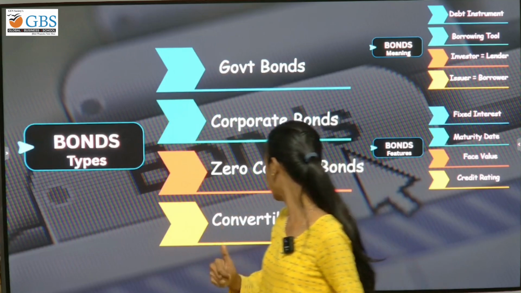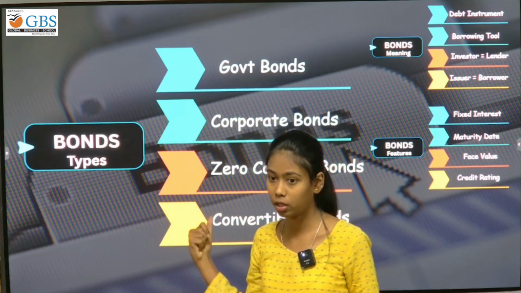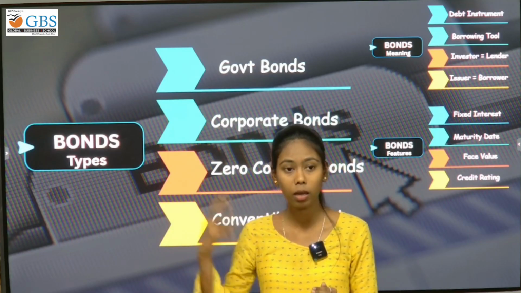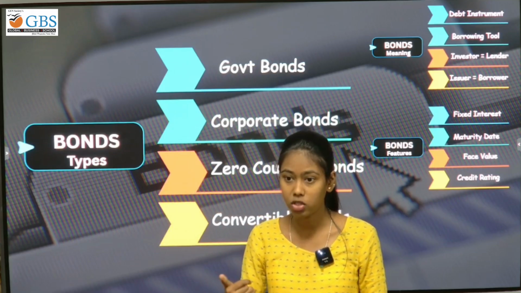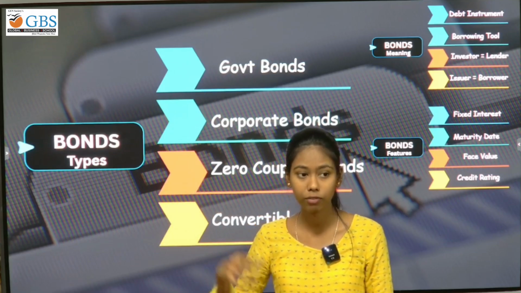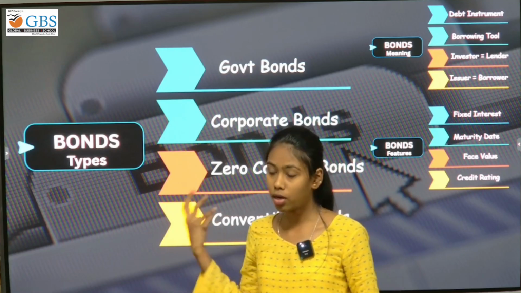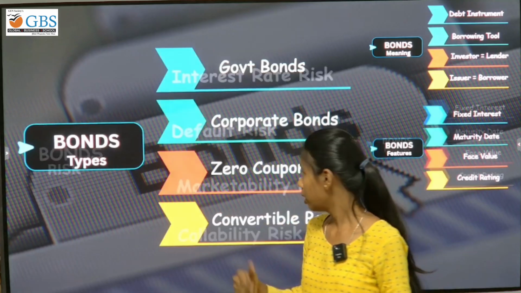The next one is zero coupon bonds. Zero coupon bonds are nothing but bonds with no interest rate. For example, if the bond value is 100 rupees, the company will issue the bonds to the public at a discounted rate, but while redeeming, they'll buy it back at the face value itself. The next one is convertible bonds. Here the bonds are easily convertible to shares.